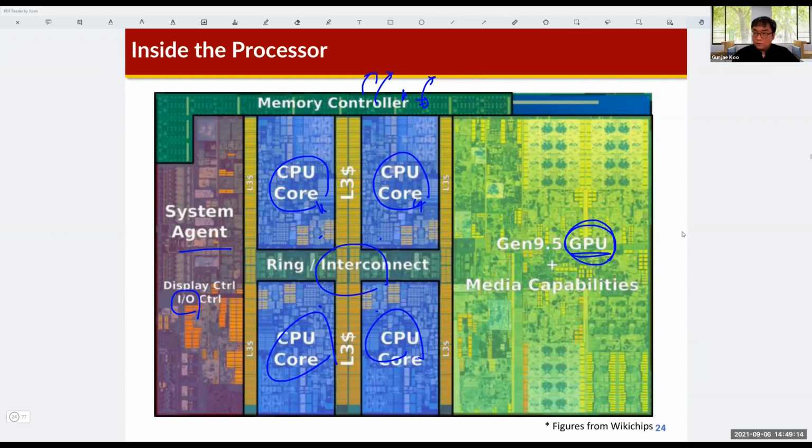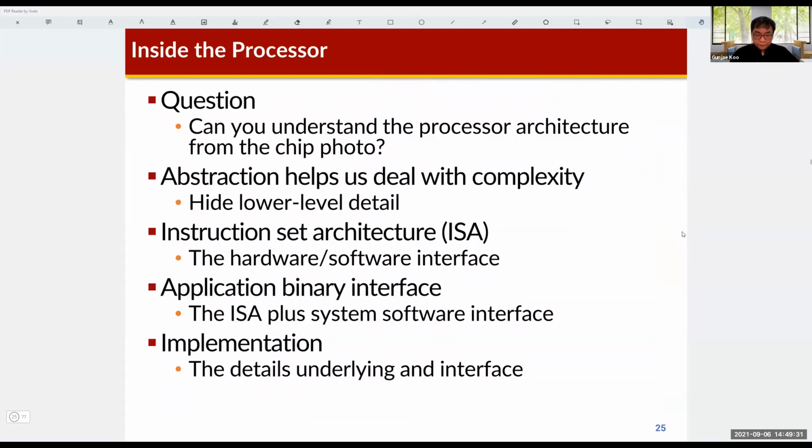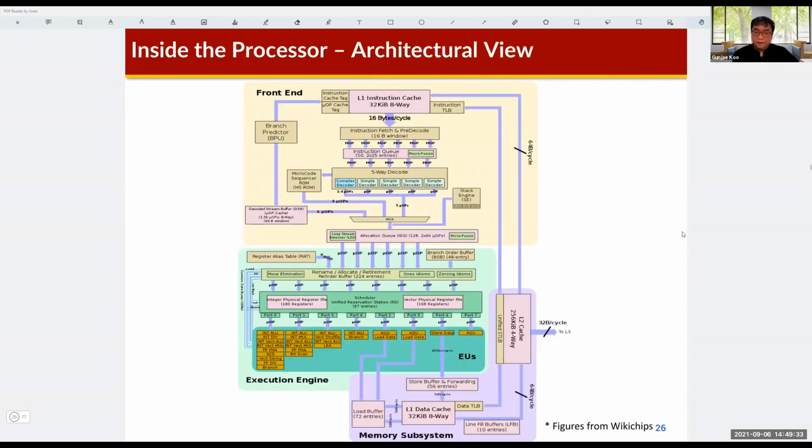Okay, that means this is the abstraction level. So with this abstraction, we can understand some knowledge regarding this i7 CPU. Okay, and then what's this? This is the architectural view of the Intel CPU.